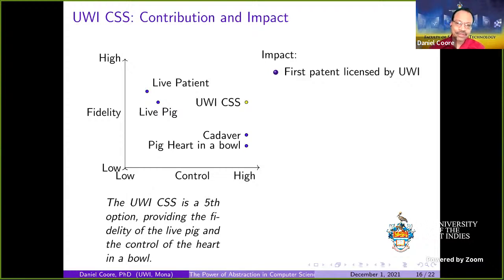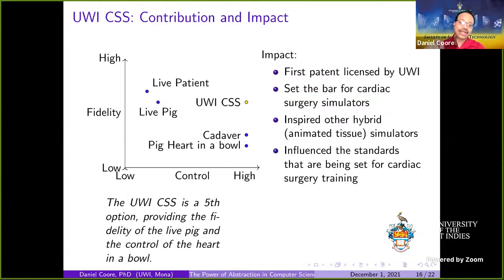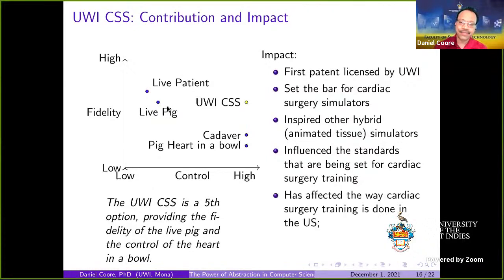So some of the things that came out of that: it is the first patent that was licensed by UE. It set the bar for cardiac surgery simulators. Many other simulators started comparing themselves to our simulator. It inspired other hybrid simulators. These are simulators that used animated tissue to simulate whatever the condition of the patient for the particular kind of doctor they're trying to train. And it actually did influence the standards that are being set for cardiac surgery training. And as a consequence of that, it has affected the way training in the US is currently done.